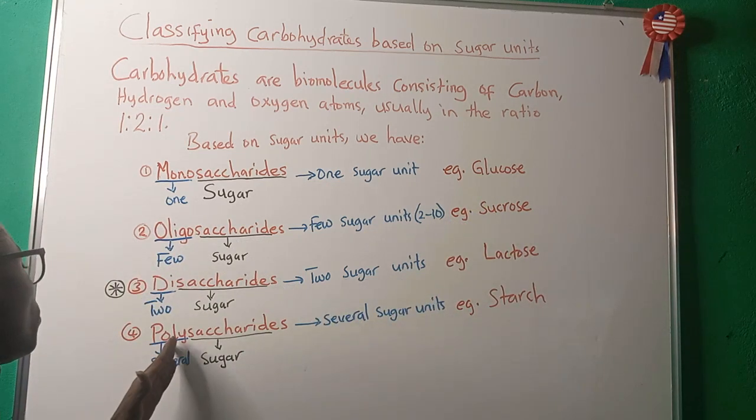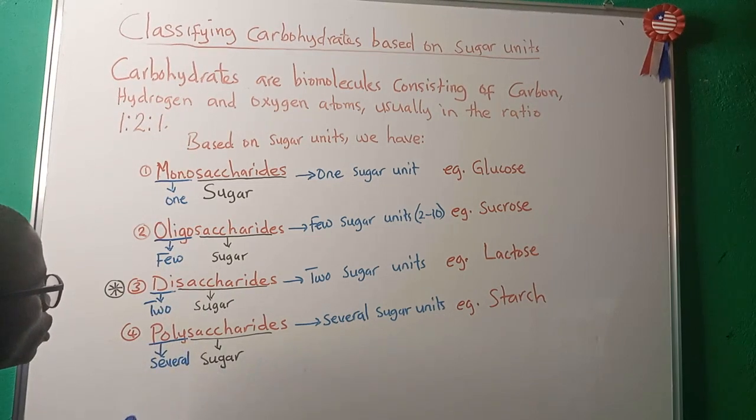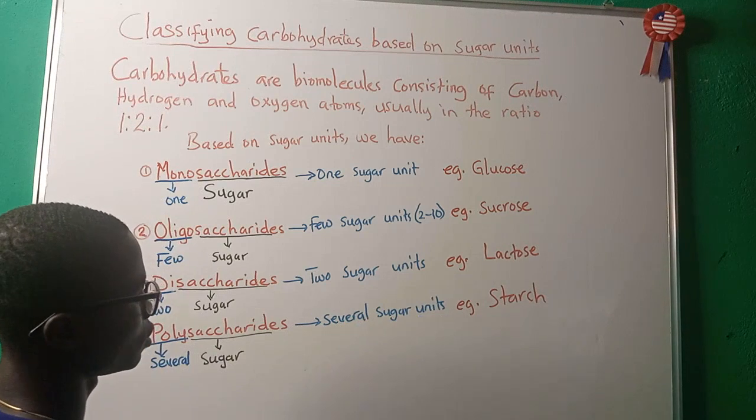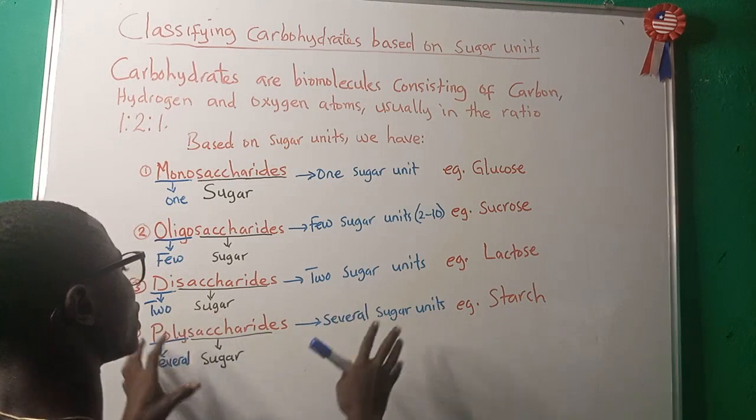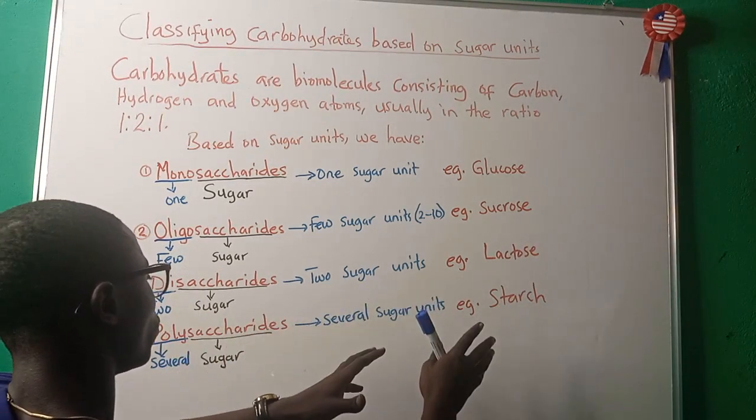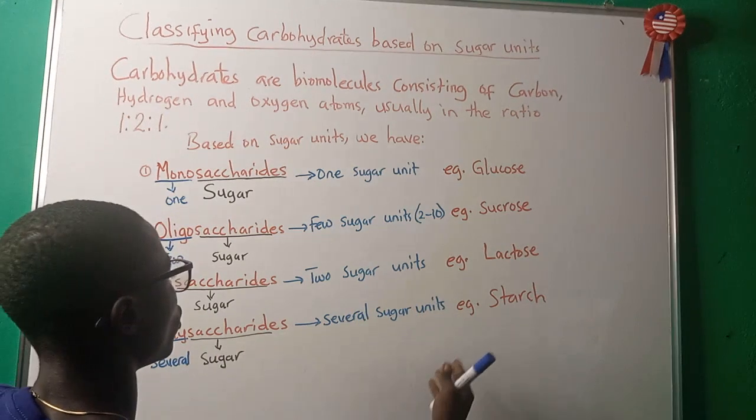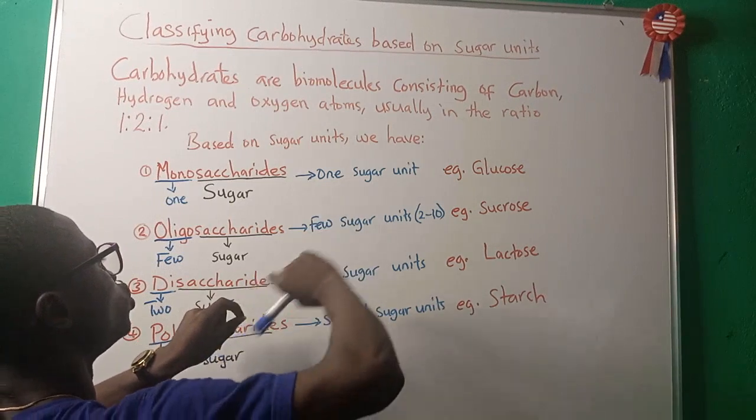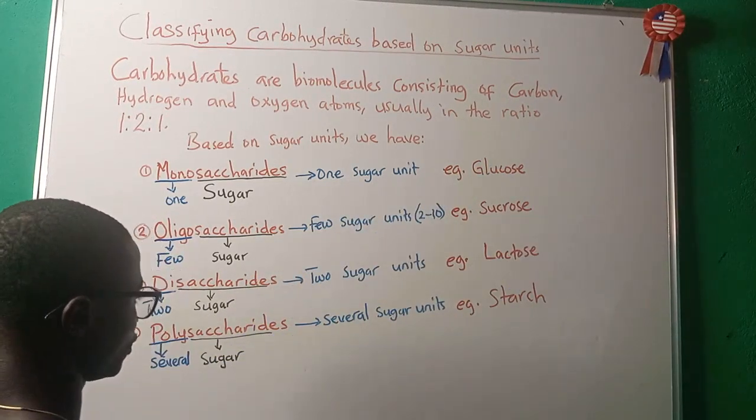Lastly, we have polysaccharides. Poly means several and saccharide means sugar. So when you join them together, it gives you several sugar units. An example is starch. When green plants carry on photosynthesis to make their own food, and the food they produce is glucose, they store it in the form of starch. So if you have several glucose units joined together, more than 10 sugar units, that gives you starch.